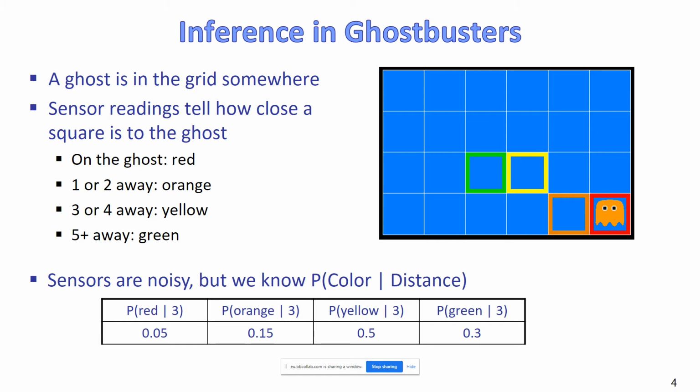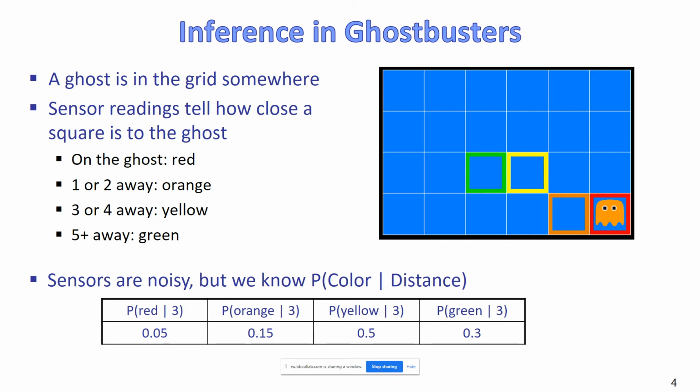When we do sensing, or when we do reading in one of these cells, we get one of four colors: red, orange, yellow, or green. If we got red, then most likely the ghost is under this cell. If we got orange, then most likely the ghost is one or two cells away. If we got yellow, it's most likely that the ghost is three or four cells away, and if we got green, then it is five or more cells away.